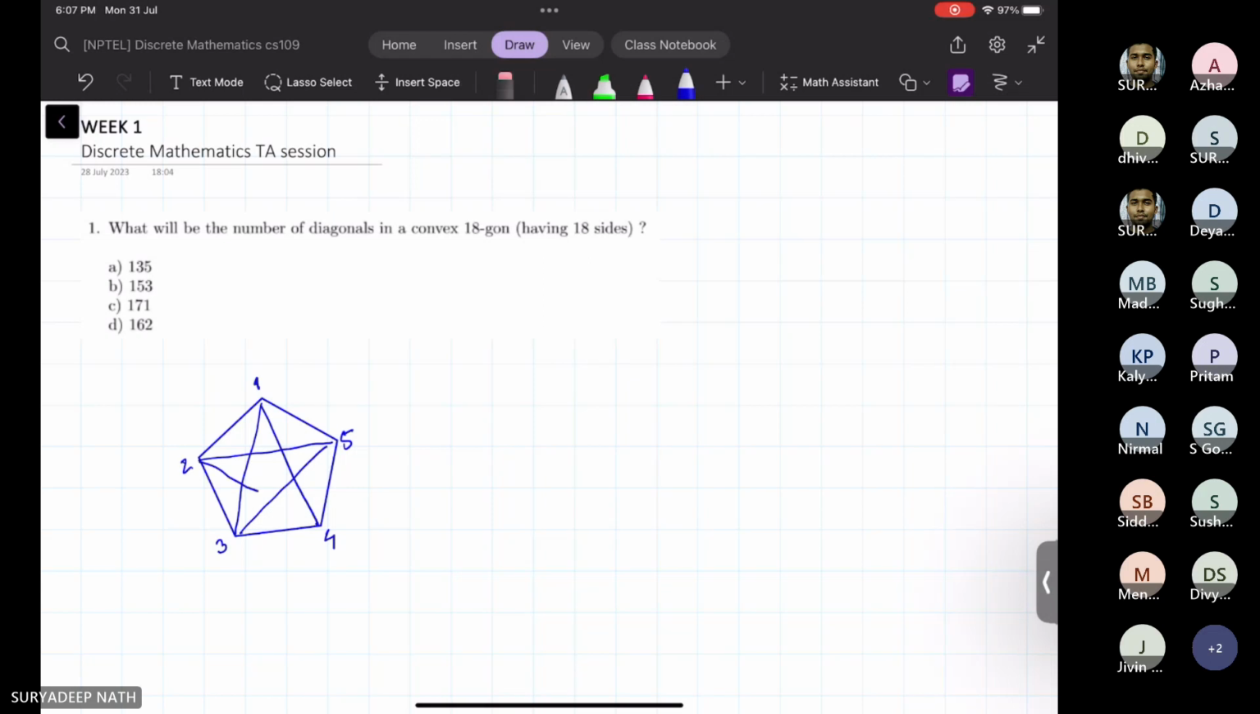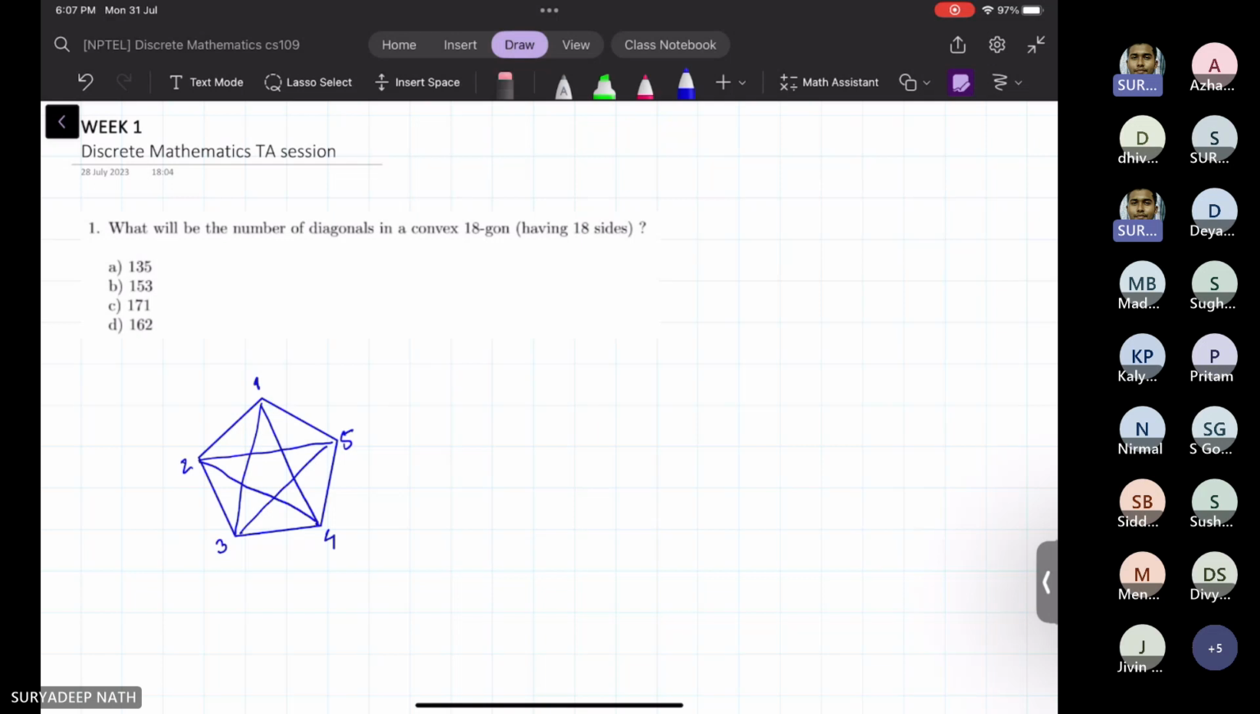Number of diagonals. Yes, can you repeat what you said? Hello? Okay, so the number of diagonals.